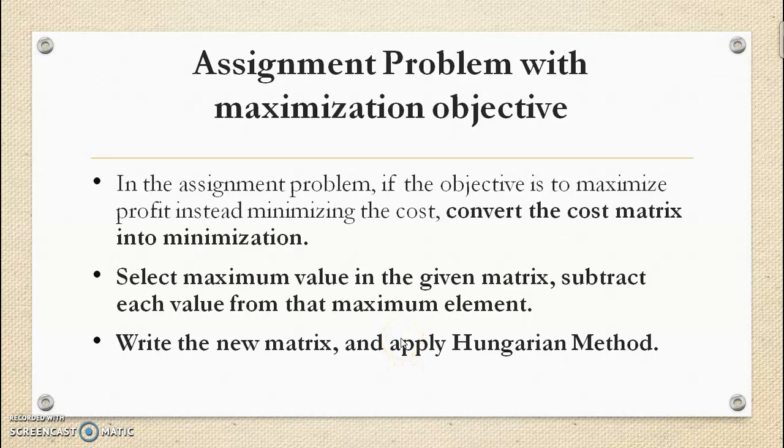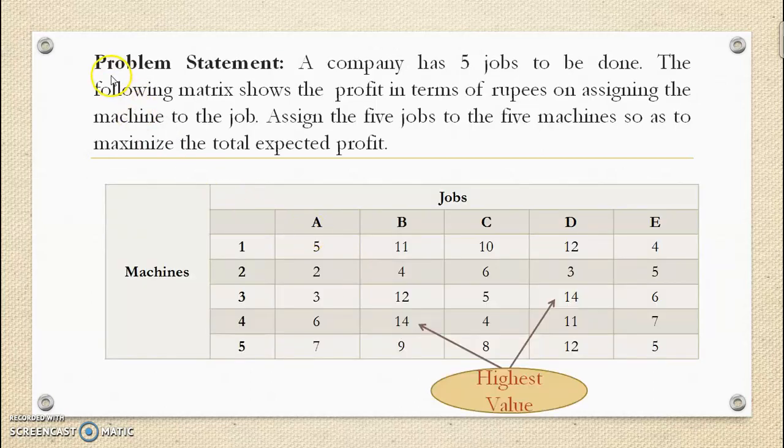Now let us have a problem on this concept. Now let us have a problem statement. A company has 5 jobs to be done. The following matrix shows the profit in terms of rupees on assigning the machine to the job. Assign the 5 jobs to the 5 machines so as to maximize the total expected profit. So in the given matrix, profits are mentioned in rupees. So here we have to assign a machine to respective jobs so that we can achieve the maximum profit.